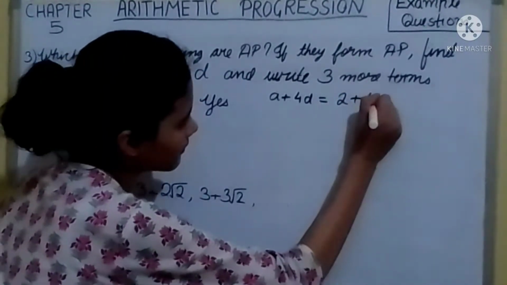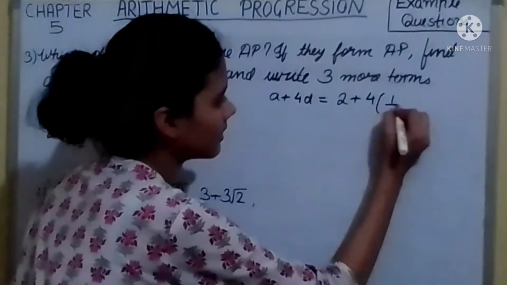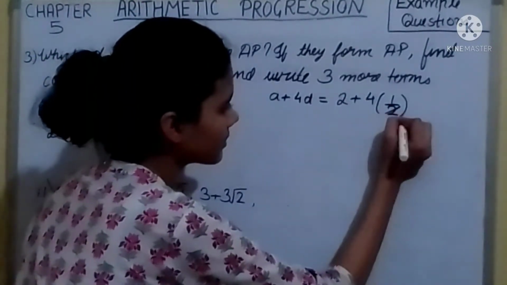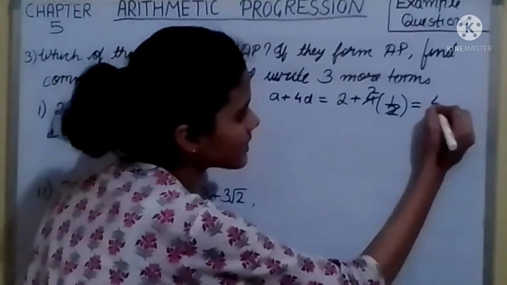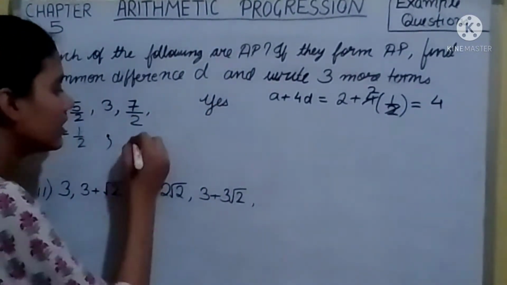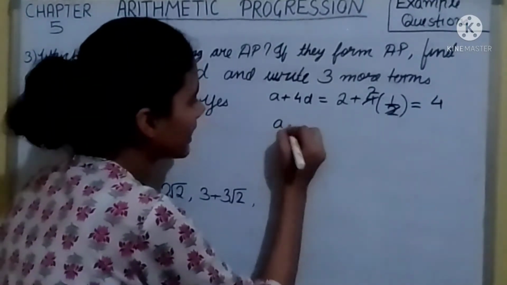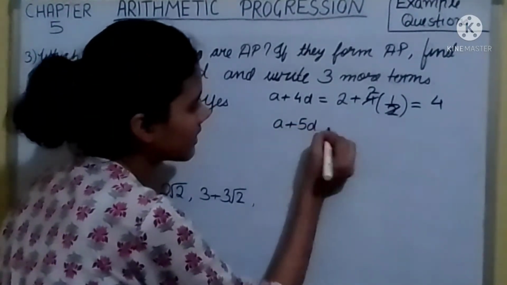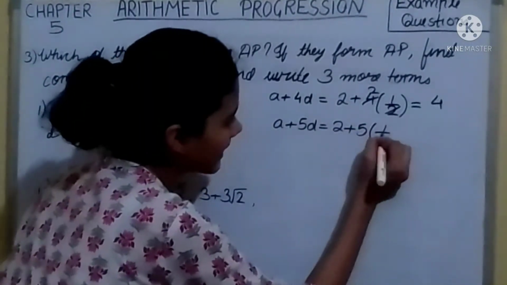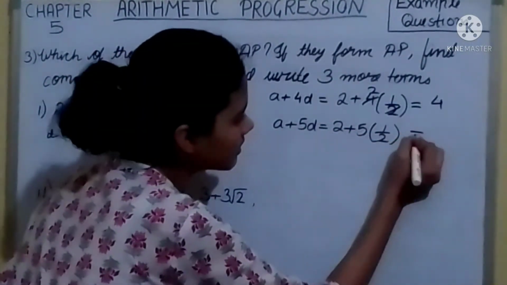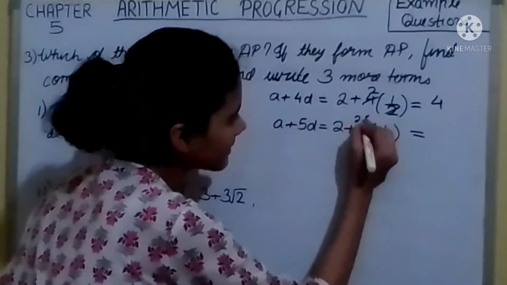2 plus 4 multiplied by 1 by 2. 1 by 2, so 2 ones are and then 2 twos are. So what we have got, 2 plus 2 is equals to 4. So the next term will be 4. Then A plus 5B is equals to 2 plus 5 multiplied by 1 by 2. So 2 ones are and then 2.5s are.